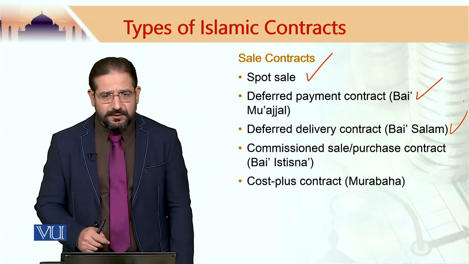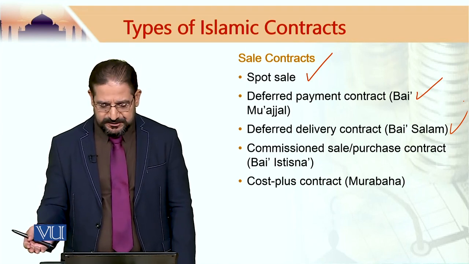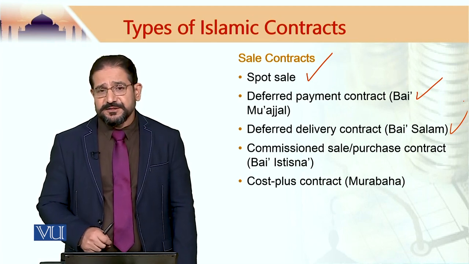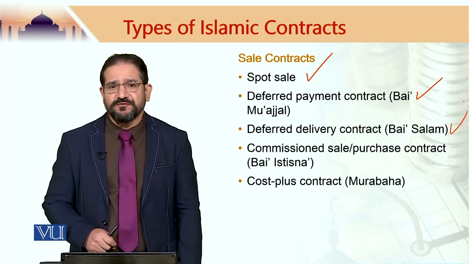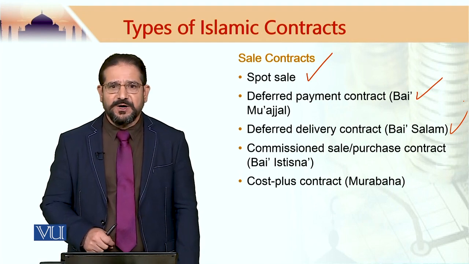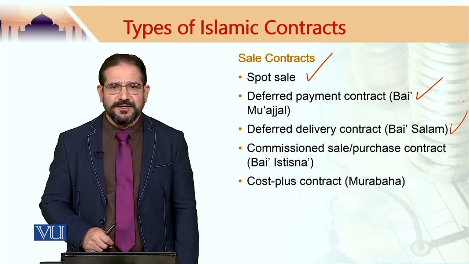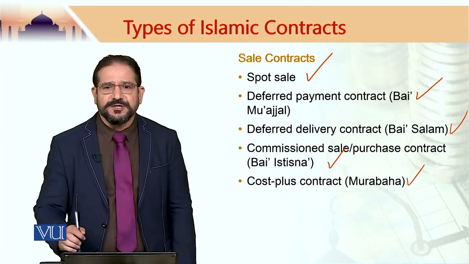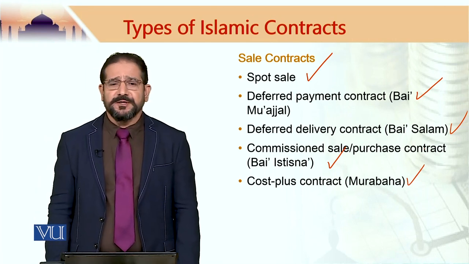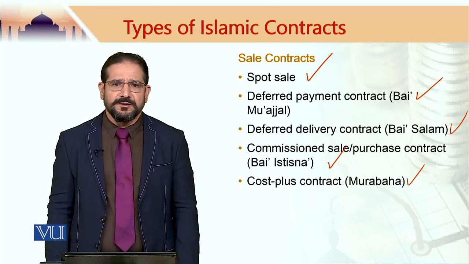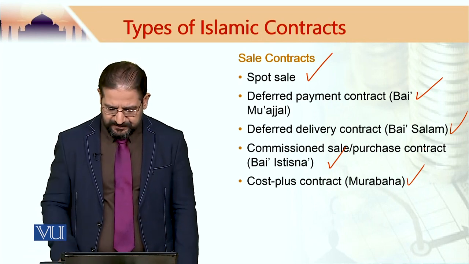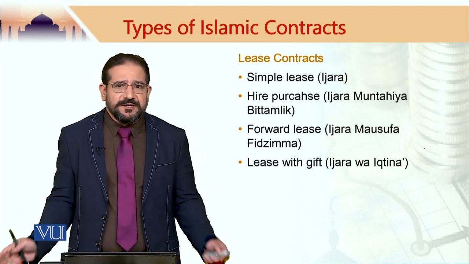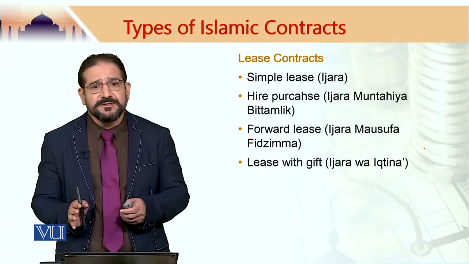Commissioned manufacturing or commissioned sale and purchase contract is known as ba'istisna. This is used in some forms of Islamic finance, especially when it comes to manufacturing and construction. And then we have a cost plus contract, murabaha, which is probably the most dominant contract used in Islamic banking and finance.